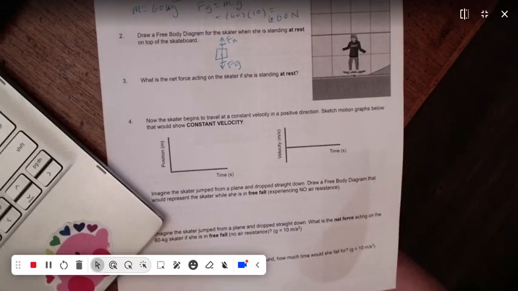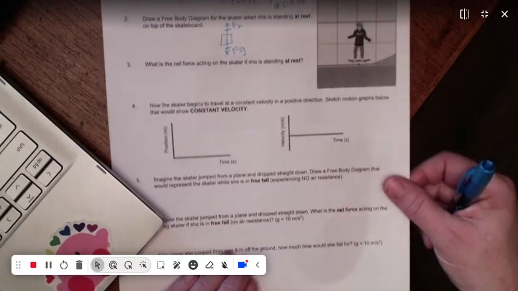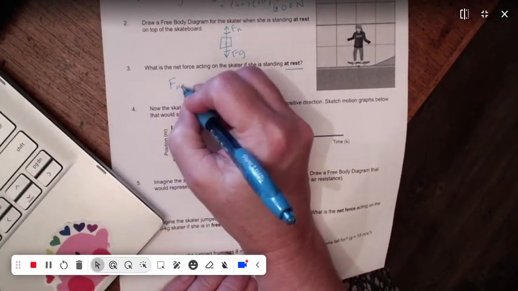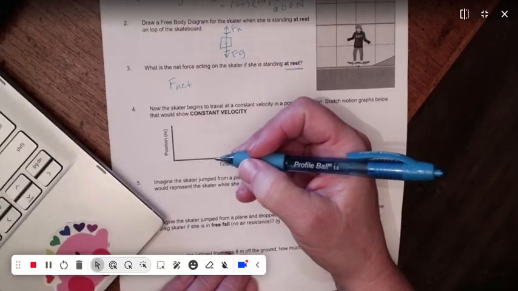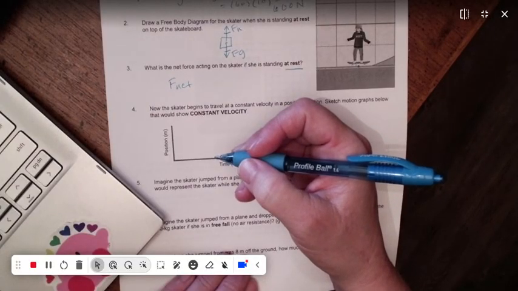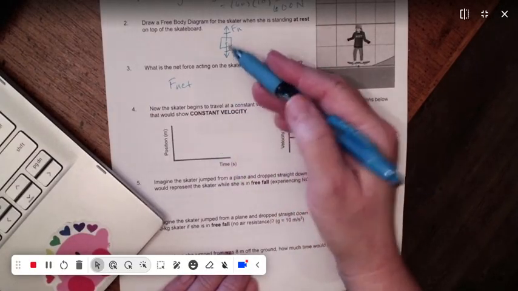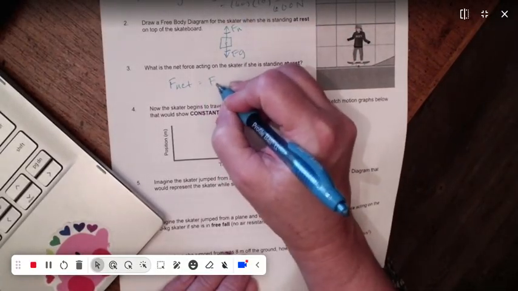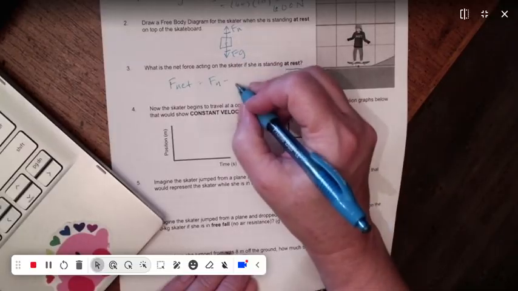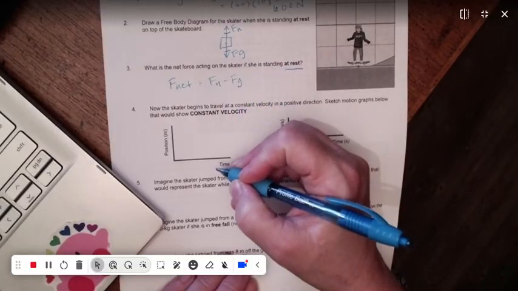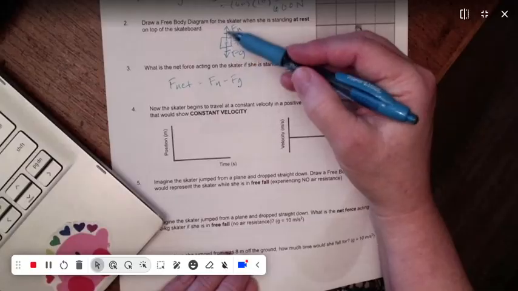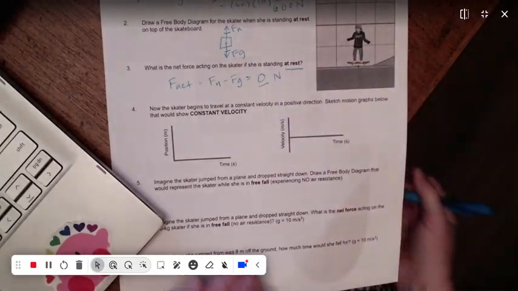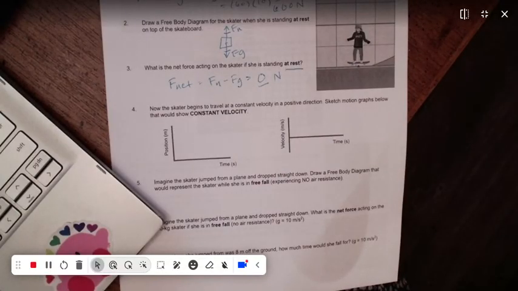What is the net force acting on her if she's standing at rest? Remember, when we calculate net force, or F net, we need to take our forces and vector sum them. In the case of her standing at rest, she has a normal force pointing up and a force of gravity pointing down. Those two we already said are the same value, so that's going to give us 0. Her net force is 0 newtons when she's standing at rest.